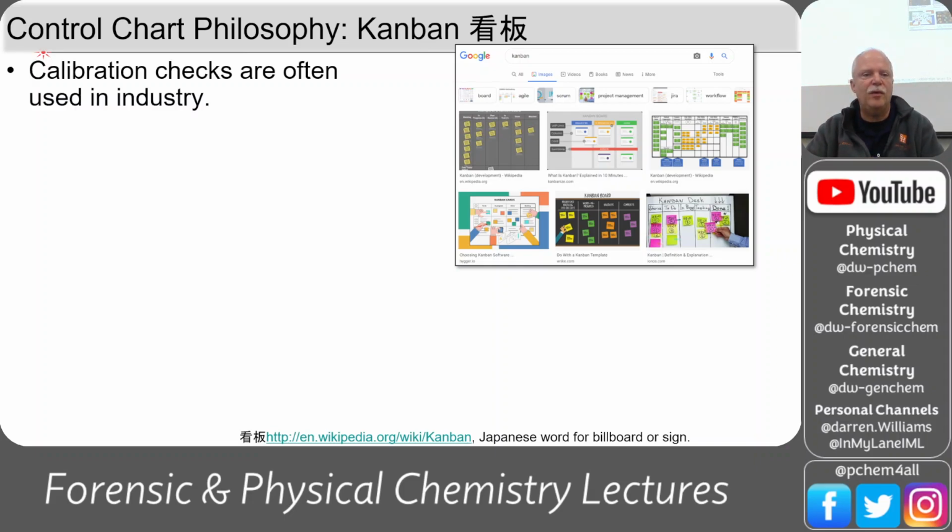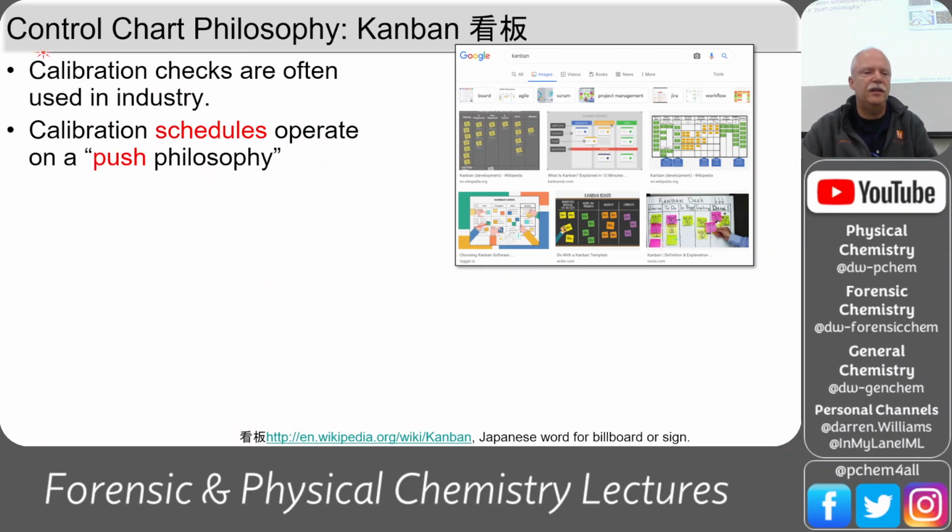Okay, so calibration checks are often used in industry, and calibration schedules operate on a push philosophy. So let's say you have in your laboratory operation guide that you should come in every morning and you should calibrate the instrument. It seems reasonable, right? So let's say that takes an hour, and you're going to work an 8-hour shift. You've used up 12.5% of your time every day calibrating. What if the instrument doesn't need to be calibrated? You could get a whole other hour of work done if you didn't need to calibrate that instrument.